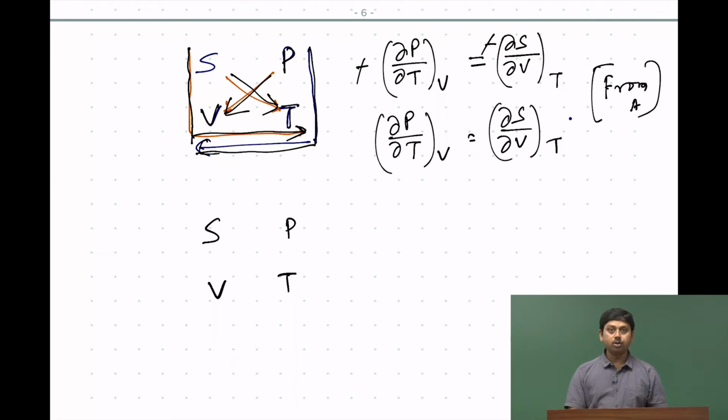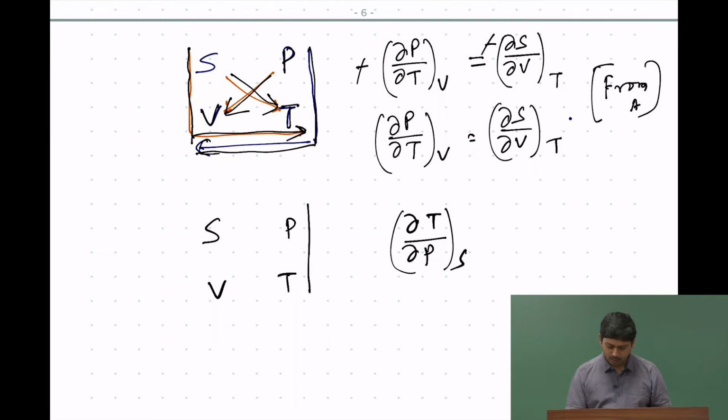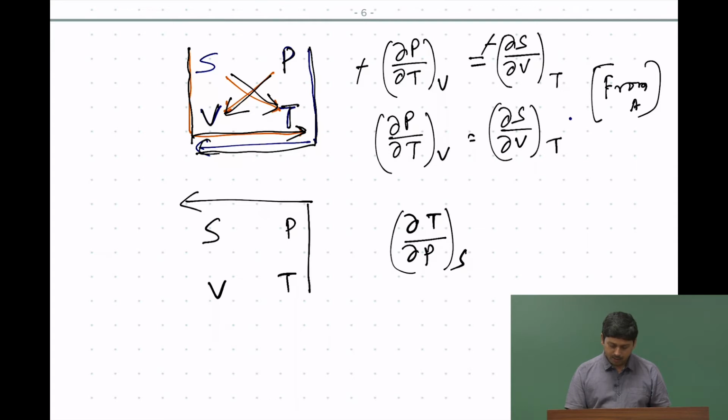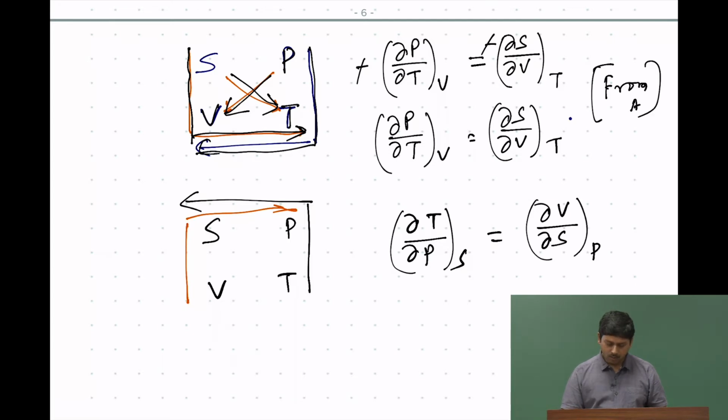For another one, H depends on S and P, right. So, we want to do it on S and P. So, we can do del T del P at a constant S, in which case the arrow goes this way. So, therefore, the alternate arrow will go this way. So, that will be equal to del V del S at a constant P, and now both the arrows are going above. So, both are positive.